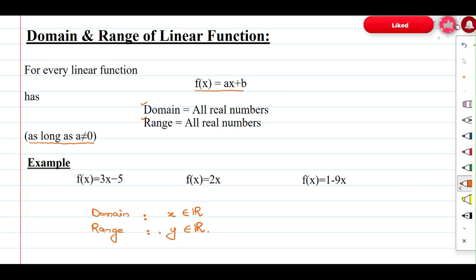Okay. So for every linear function, the domain and range is the set of all real numbers. Keep that in mind. I hope you understand how to figure out the domain and range of the linear function, which is just the set of all real numbers.